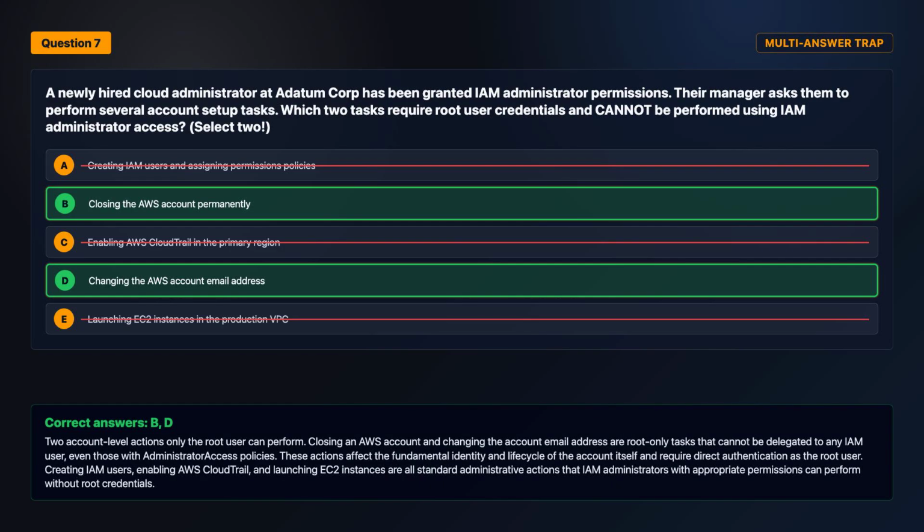The correct answers are option B and option D. 2 account-level actions only the root user can perform. Closing an AWS account and changing the account email address are root-only tasks that cannot be delegated to any IAM user, even those with administrator access policies. These actions affect the fundamental identity and lifecycle of the account itself, and require direct authentication as the root user. Creating IAM users, enabling AWS CloudTrail, and launching EC2 instances are all standard administrative actions that IAM administrators with appropriate permissions can perform without root credentials.